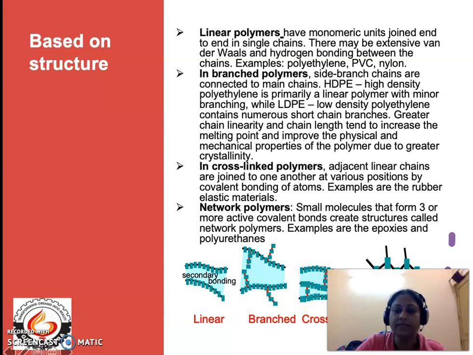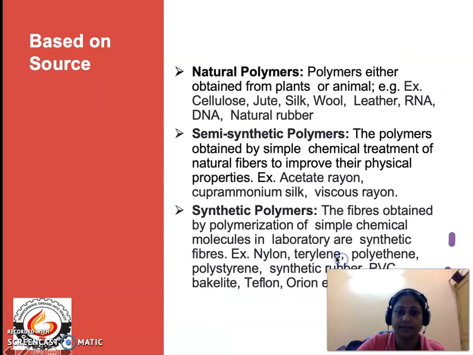Now, in the case of network polymers, the green units represent the monomeric units. The monomeric units must have at least 3 functional groups, and they join to each other to form a network-like structure. And again, here the bonding between the molecules is covalent bonding. Examples are epoxies and polyurethanes.